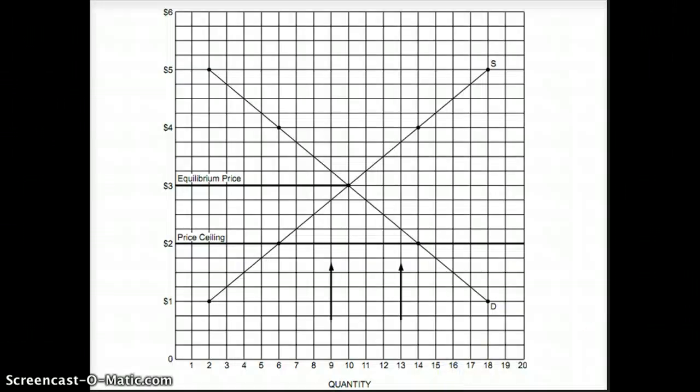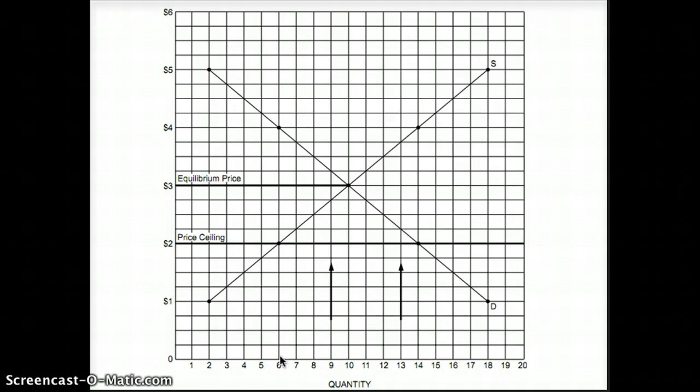So first of all, we look at the demand and the supply curves, price, quantity, and the equilibrium is at $3 and we follow down to 10. If we have a price ceiling, that means you can't charge more than a certain amount, in this case $2. Then the quantity sold is going to go down to 6. But the quantity desired is now going to go up to 14. So we have an inefficiency between 14 and 6, so 8 units.